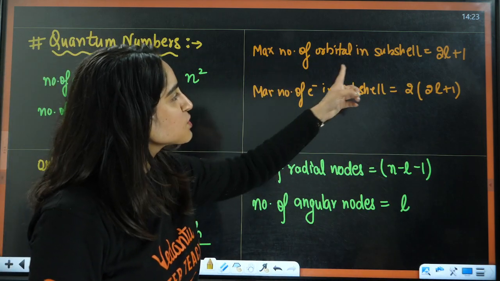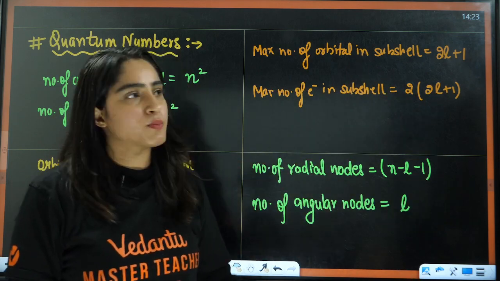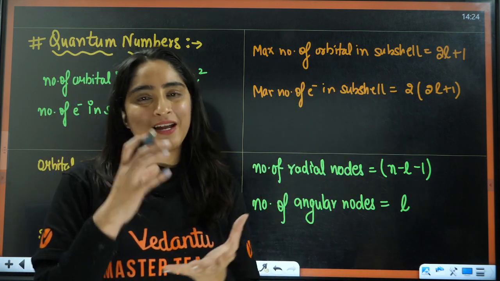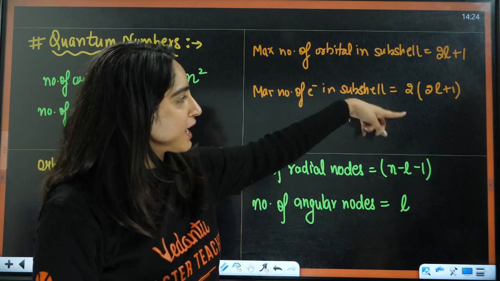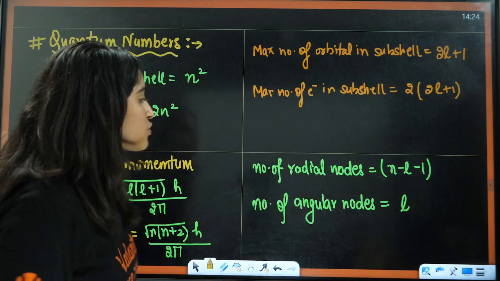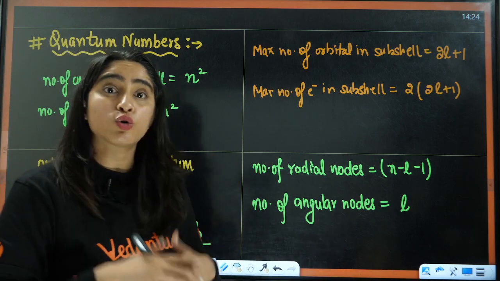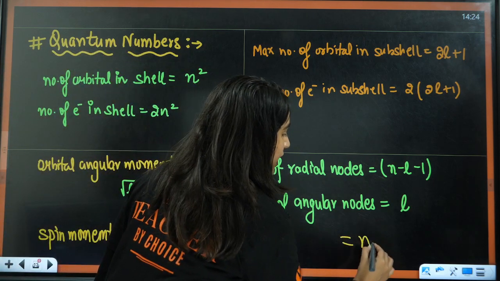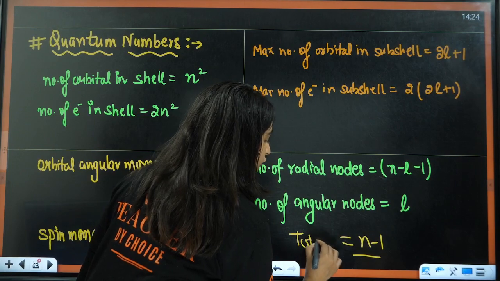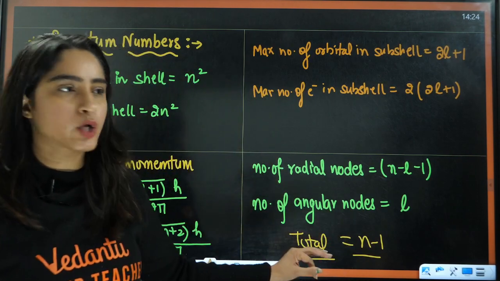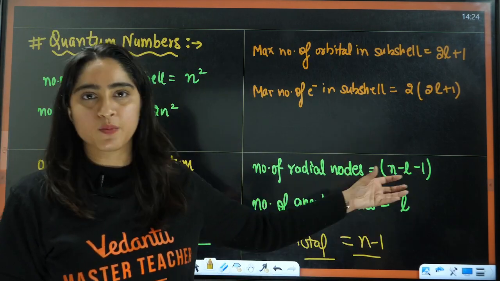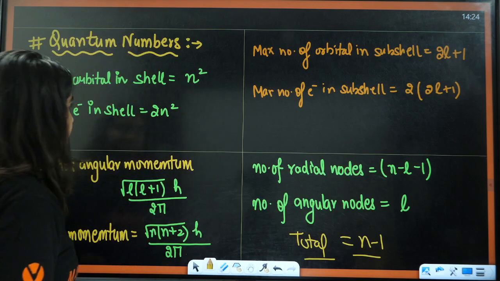So here we have the maximum number of orbitals in a subshell. In an orbital we have 2 electrons, so that will be again multiplied by 2 only, right? So we have the number of radial nodes, the number of angular nodes, or the total number of nodes, that is n minus 1. These are the total number of nodes. They can be directly asked in the question. n and l are again the principal and azimuthal quantum numbers.